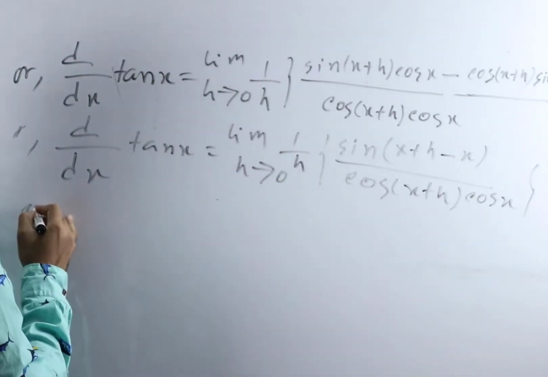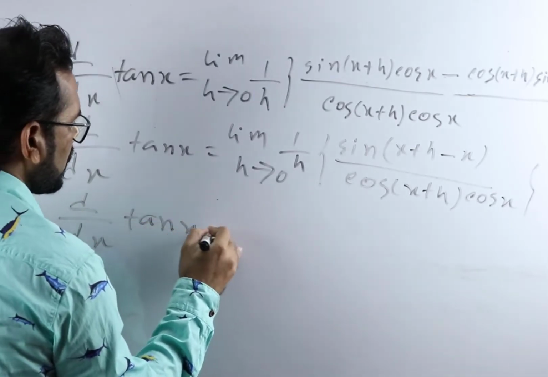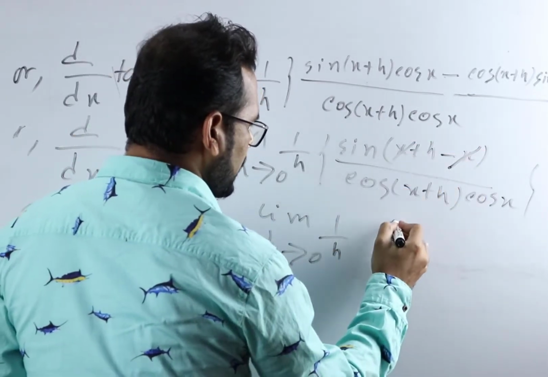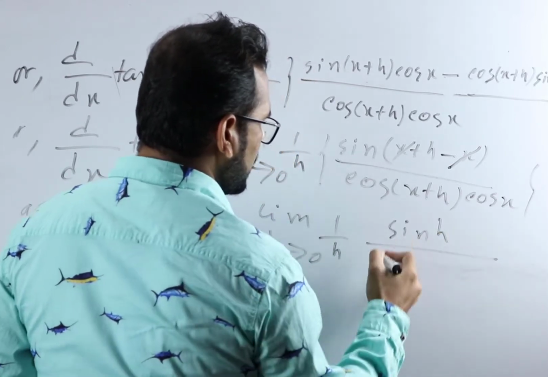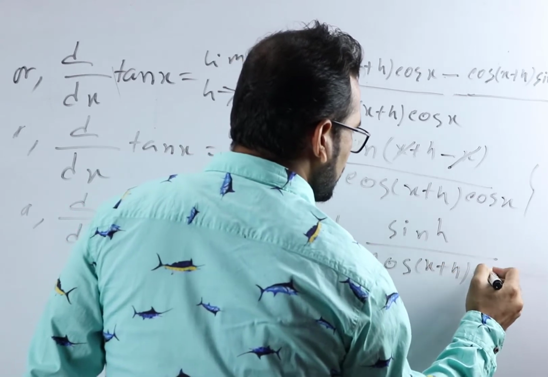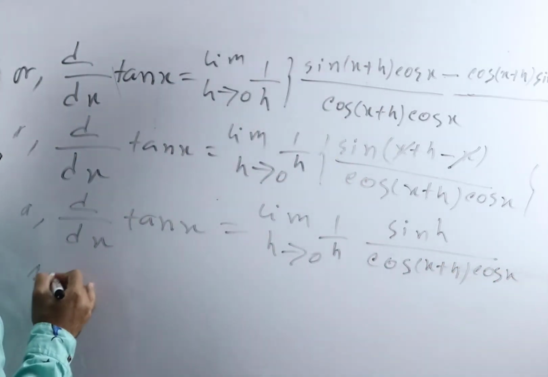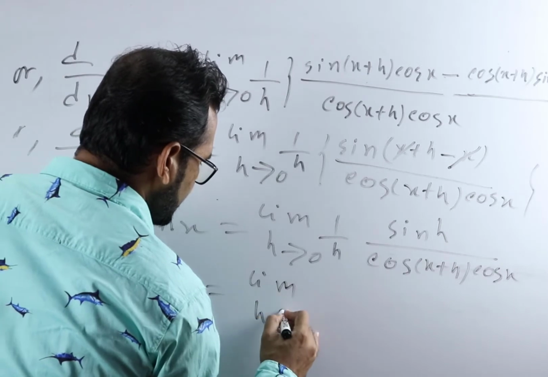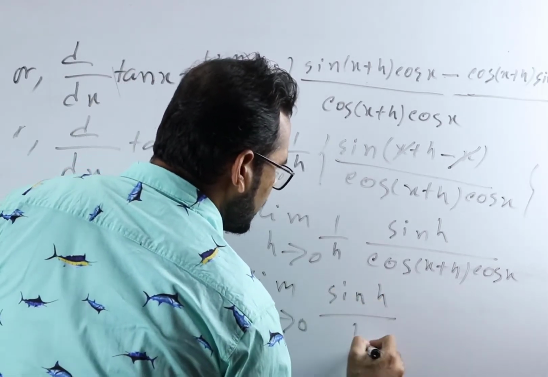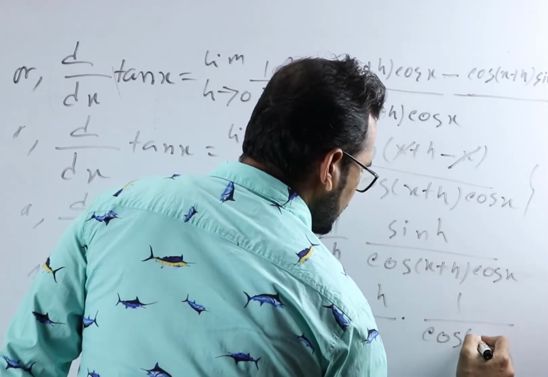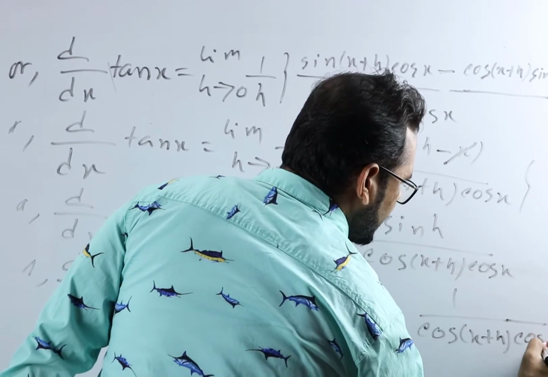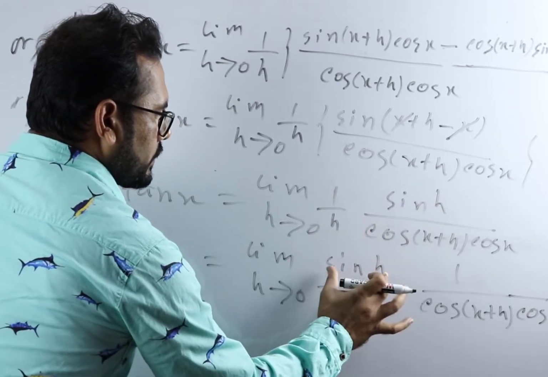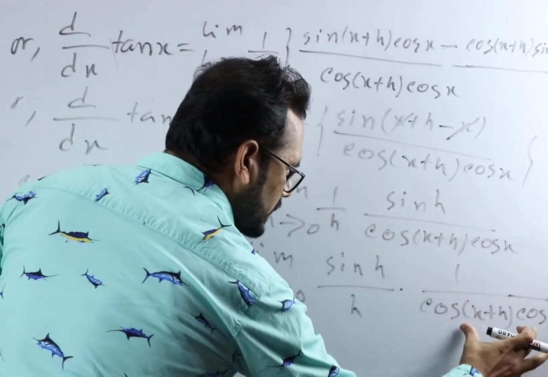Now d/dx of tan x equals the limit as a tends to 0, 1 divided by a. This x and this x cancel, so it is sin a, and the remaining is cos(x plus a) cos x. Now we can write d/dx of tan x equals the limit as a tends to 0 of sin a divided by a, and 1 divided by cos(x plus a) cos x. Because 1 divided by a is present, I am writing 1 into sin a equals sin a divided by a, and the remaining portion is here.